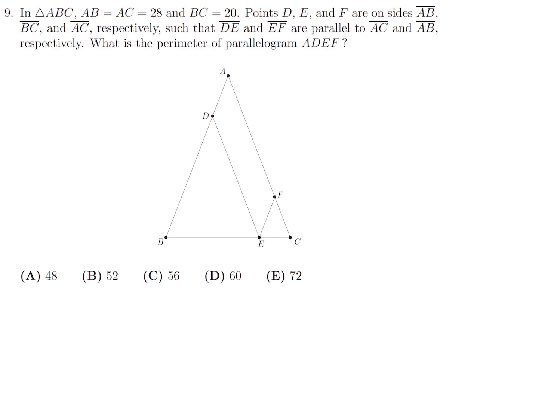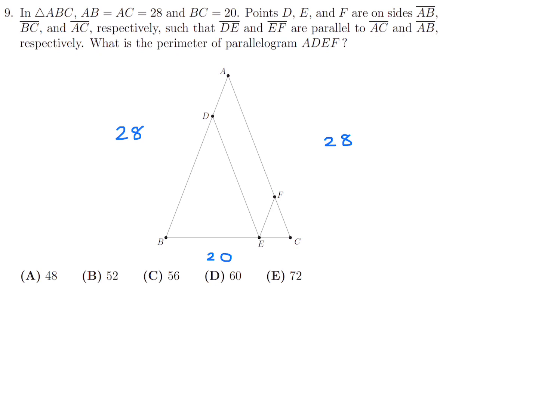In triangle ABC, AB and AC are 28 and BC is 20. Points D, E, and F are on sides AB, BC, and AC respectively, such that DE and EF are parallel to AC and AB respectively. What is the perimeter of parallelogram ADEF? Well, let's start labeling this. This is 28, this is 28, and this is 20.